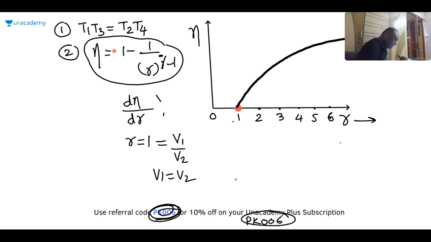So now we'll plot for some gamma, and we'll plot for some other gamma. Yes, dekho dhyan se suno.